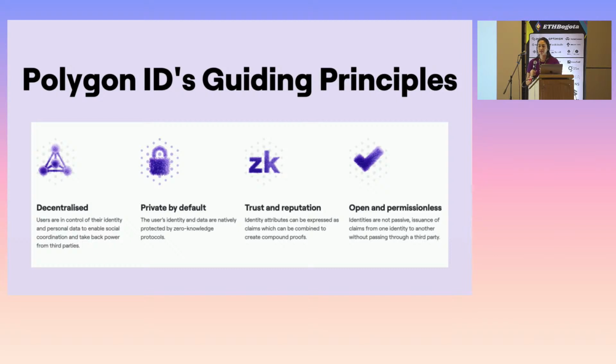So these are 4 of the guiding principles. And I think these come from that self-sovereign identity book and just other extremely smart people on the team. But Polygon ID is decentralized, it's private by default, it uses ZK for trust and reputation, and it's also open and permissionless.